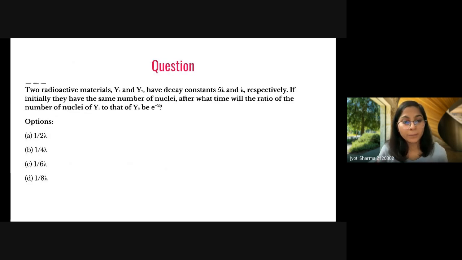Okay. The next question is, Abhi, you raised your hand. You want to speak something, or you have any query? Then you can write in the chat box.